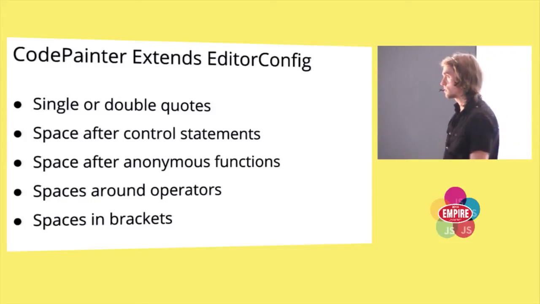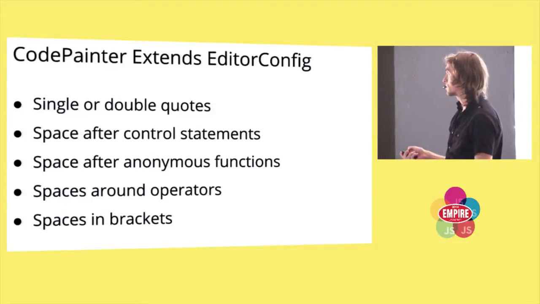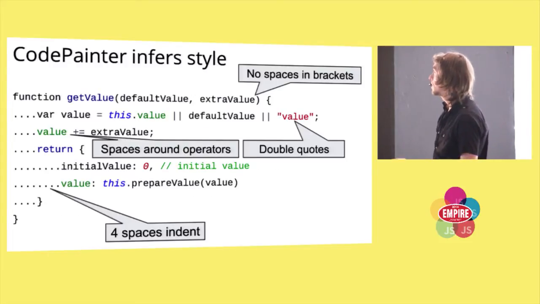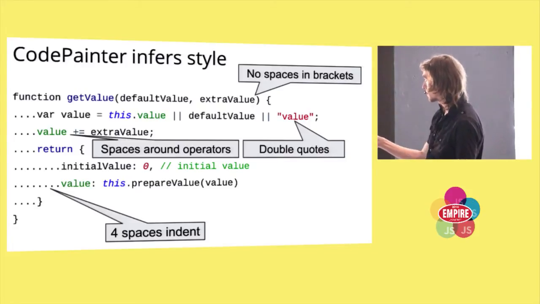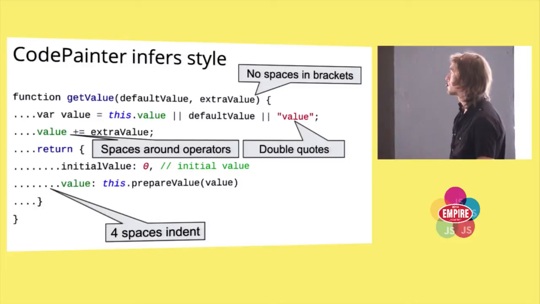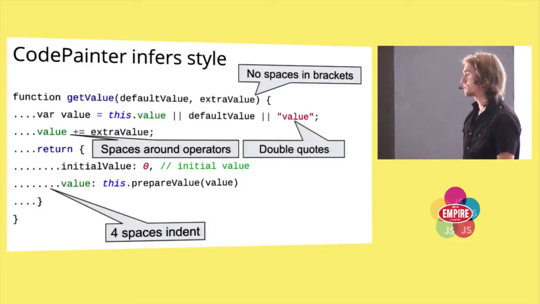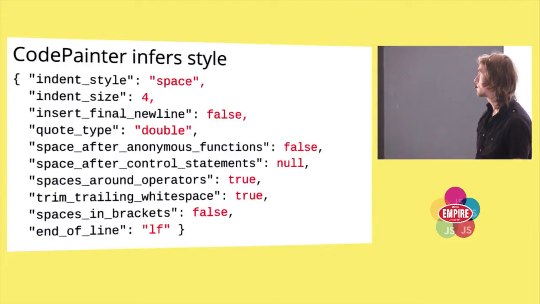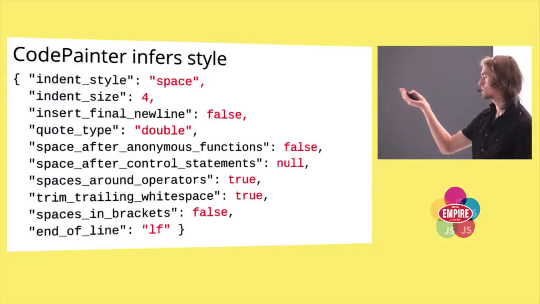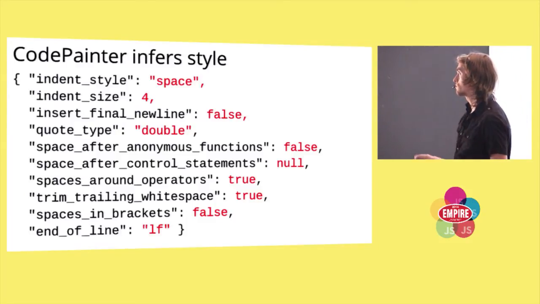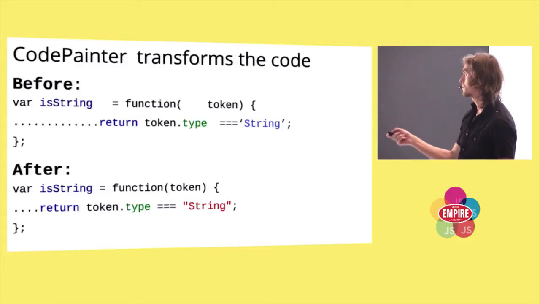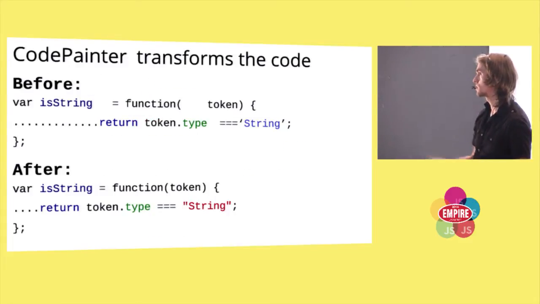A great thing about it is that it allows you to infer code style from your existing code. If we take a look at this piece of code, we can see there are no spaces in brackets, we use double quotes, and we have spaces around operators. When we feed this code to Code Painter, it will infer the settings and generate JSON for us. After this, we'll be able to use it on other code. And here we have this ugly function. It will make it beautiful.